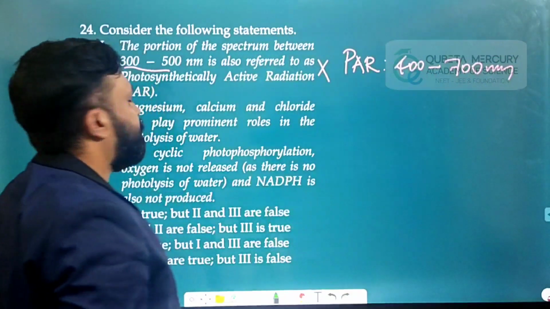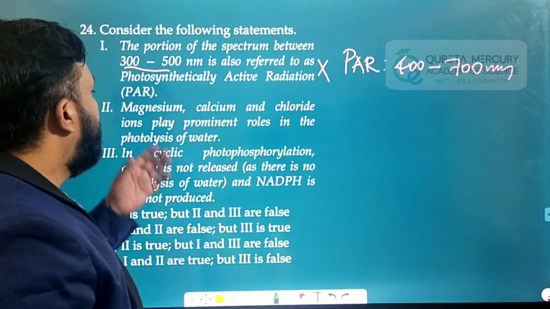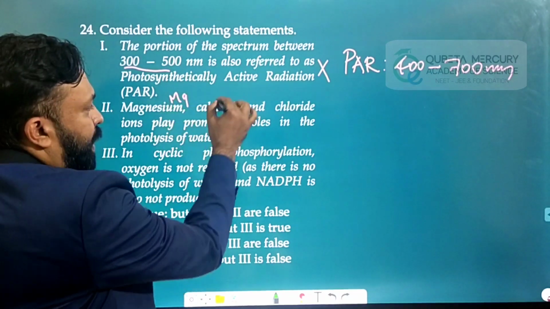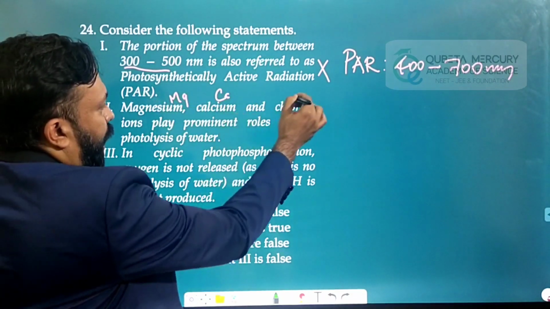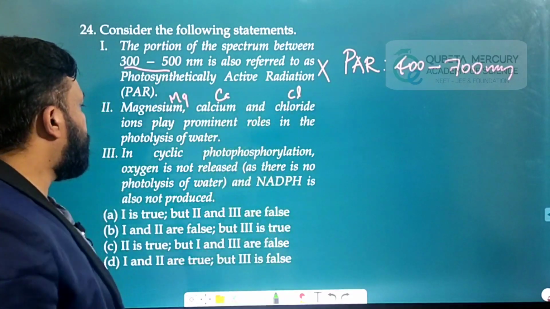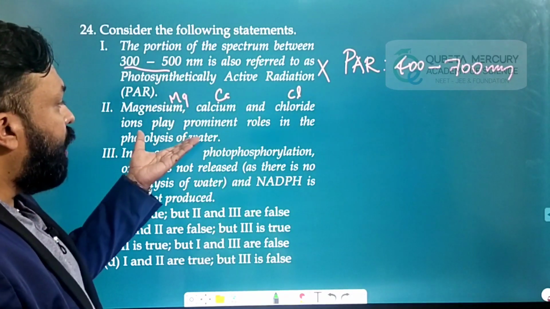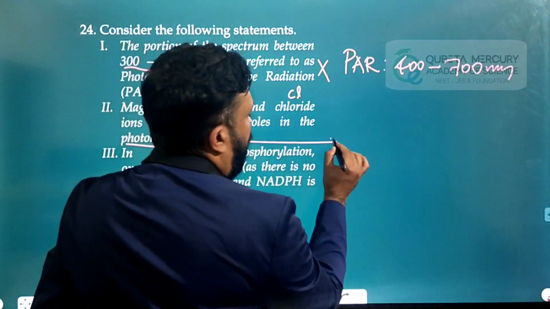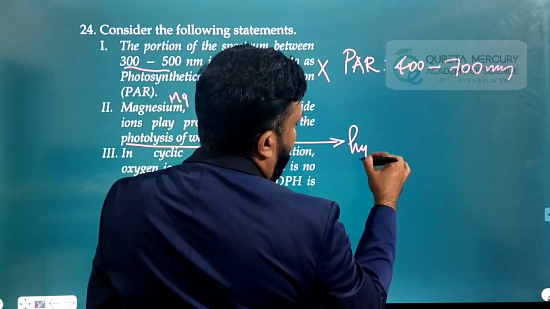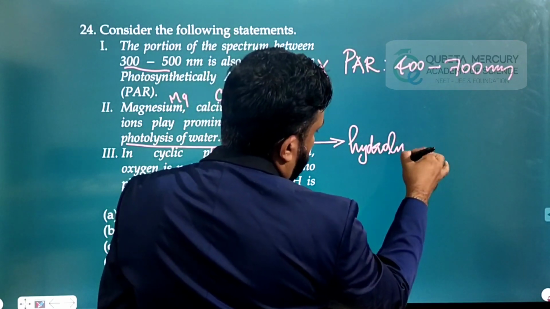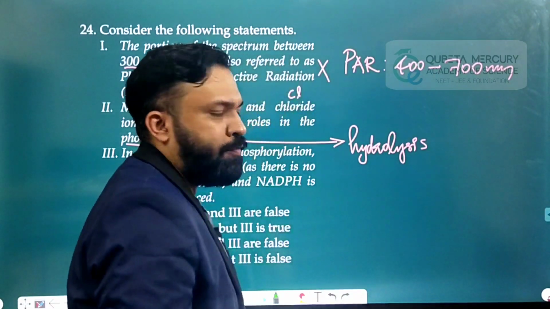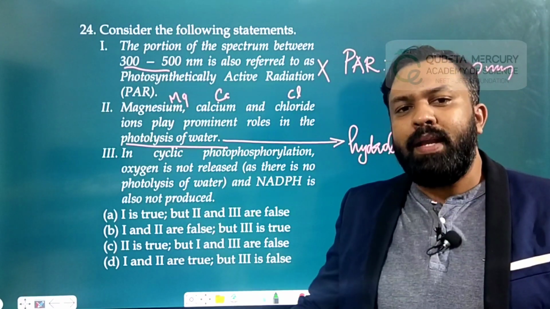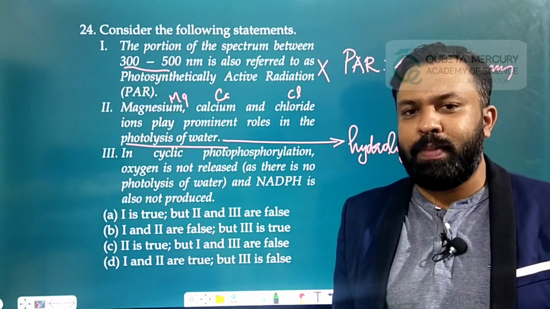The second statement is here. Magnesium, Mg, calcium, Ca, and chloride, the ion derived from chlorine, play a prominent role in the photolysis of water. Photolysis of water is otherwise the hydrolysis of water in the presence of light. That is the oxidation of water to release protons, electrons and oxygen from the water.